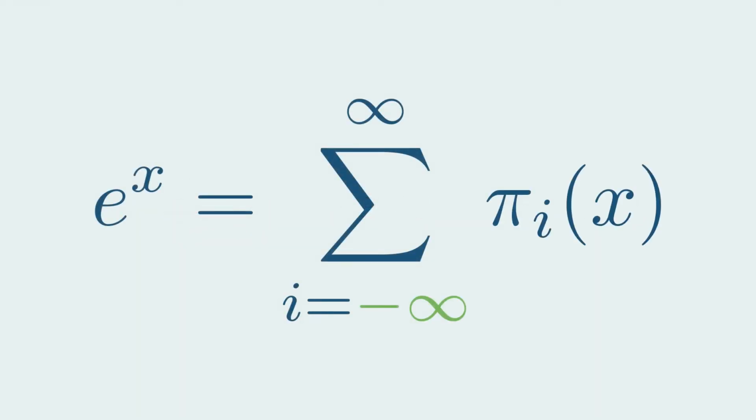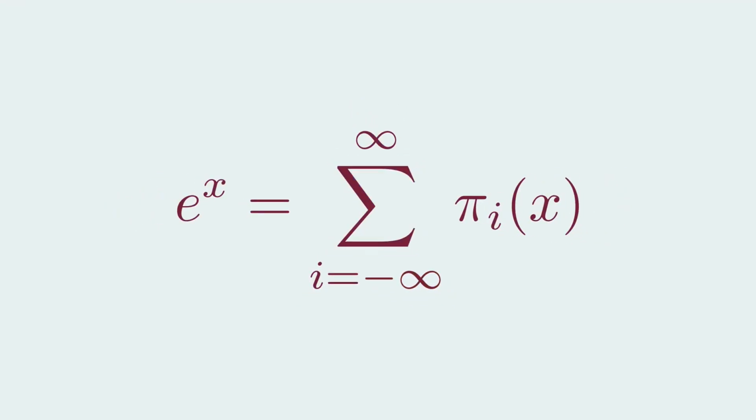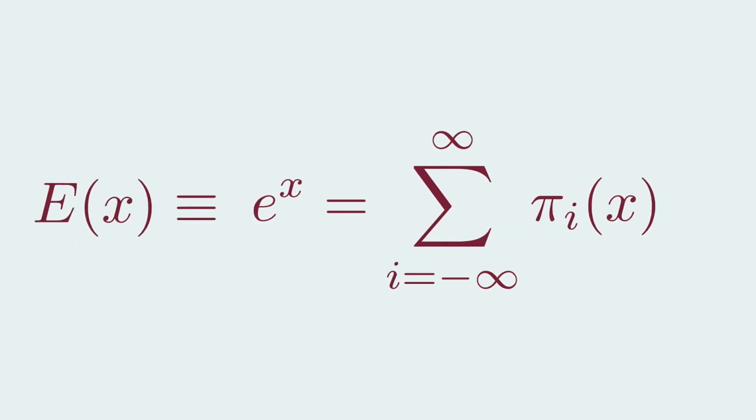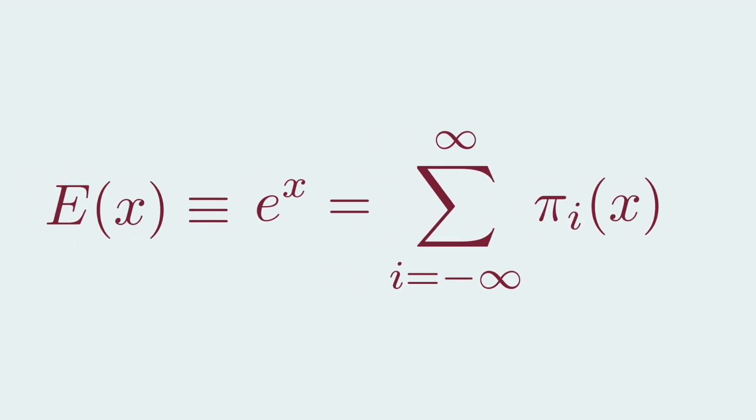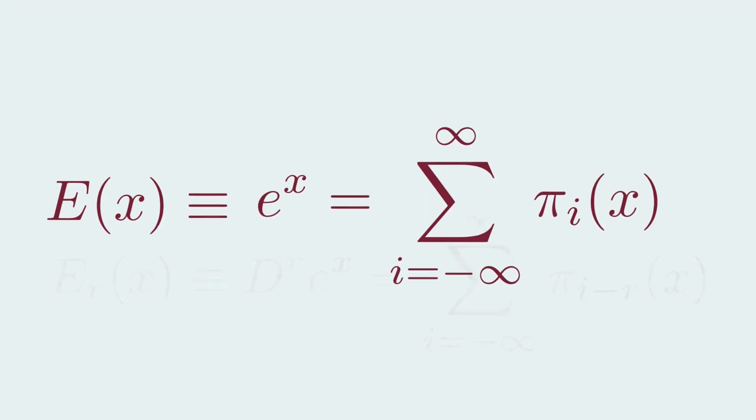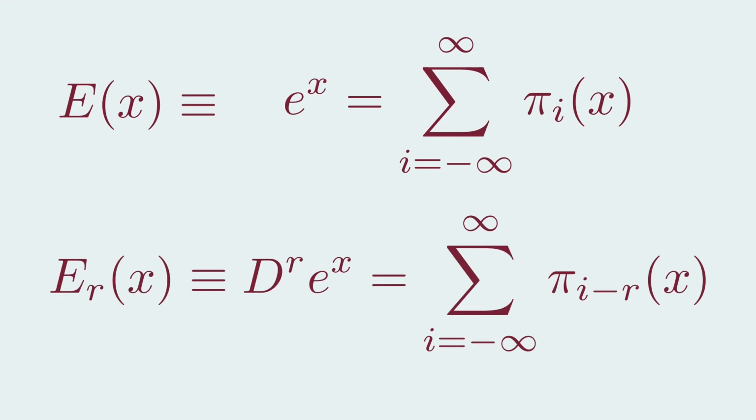But what if we do this? Now the sum goes from negative infinity to infinity. Remember that pi subscript any negative integer works out to 0, so this sum does not appear to be any different from before. Let's give this a name. I'll choose, for no particular reason, capital E. The arbitrary order fractional derivative of this is.